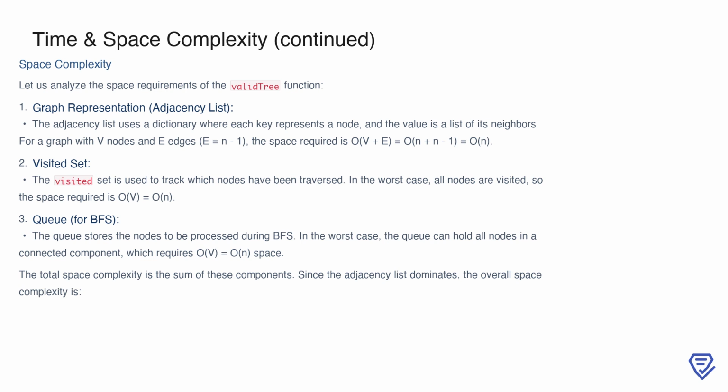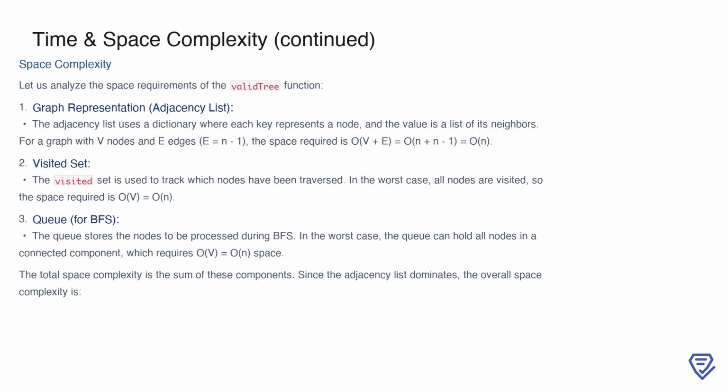Now we turn to the space complexity of the valid tree function. The first component is the adjacency list, which represents the graph. This structure uses a dictionary where each node maps to a list of its neighbors. For a graph with v nodes and e edges, the adjacency list requires O(v + e) space. Since e equals n-1 in a valid tree, this simplifies to O(n).